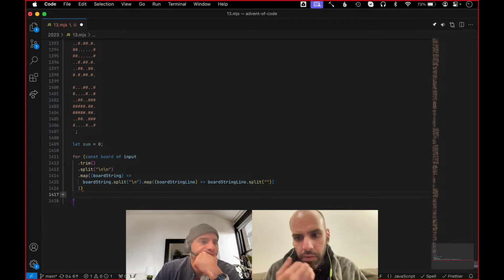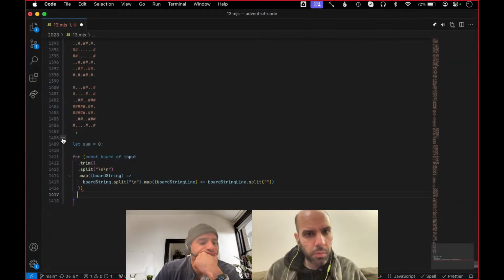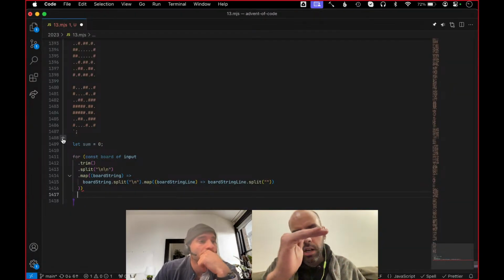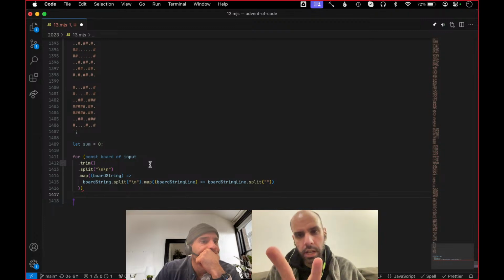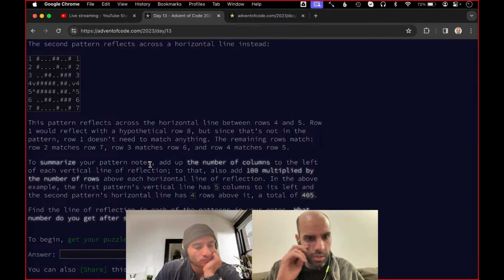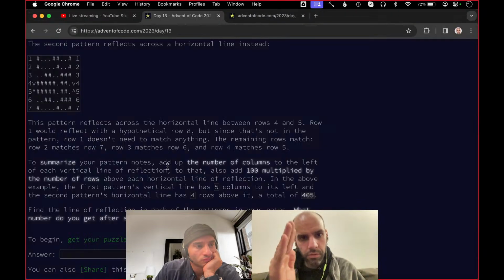Let's check for, are the boards always squares? No, that would be convenient, but no. Let's check for horizontal. Add up the number of columns of each vertical line. So let's check for vertical reflections first, which means that I will traverse this on the x-axis, looking for vertical reflections. And then I will do the horizontals. So I'm now looking for vertical reflections.